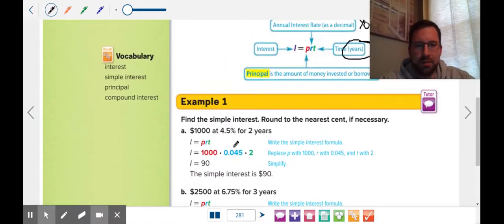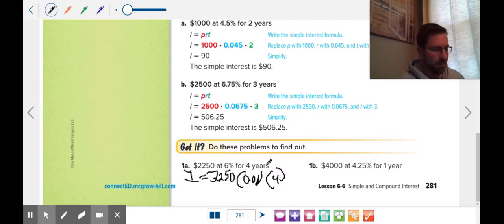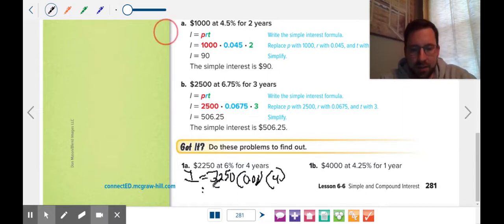If we wanted to figure out the simple interest, rounding to the nearest cent, of $2,250 at 6% interest rate for 4 years, use your formula. The amount of interest will be the principal, how much money you invest, times the rate as a decimal. I like the decimal because I don't have to hit extra buttons. Times the years. Notice it is in years, which is good. Sometimes it's not given to us in years and you have to convert. In this case, it is in years. So let's do it. 2250 times 0.06 times 4 years. So after 4 years, I earned $540.